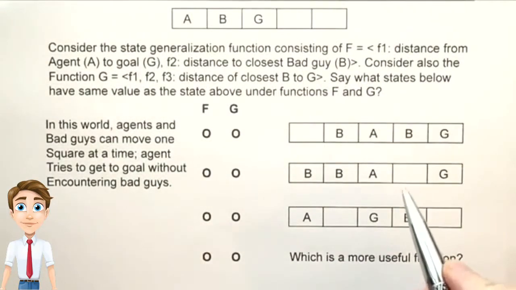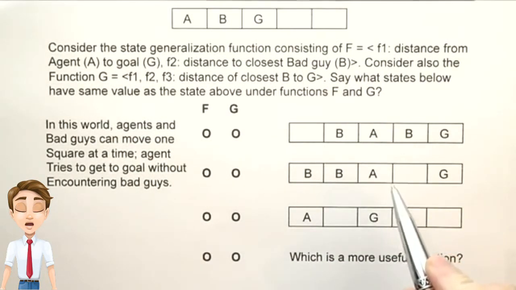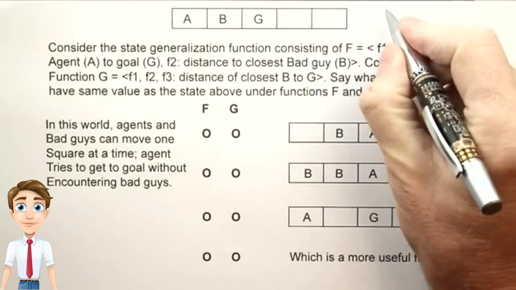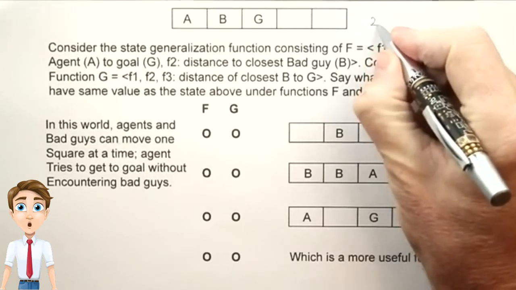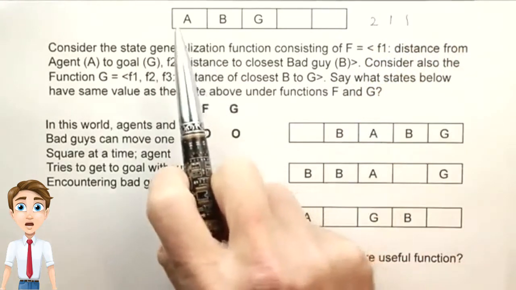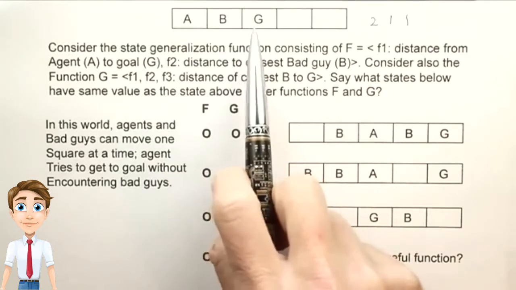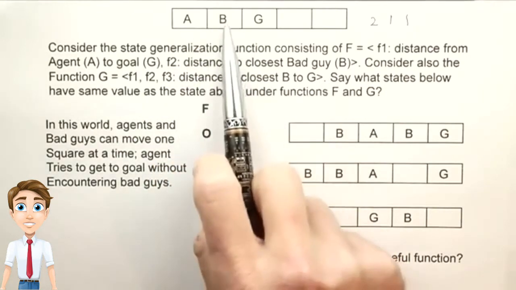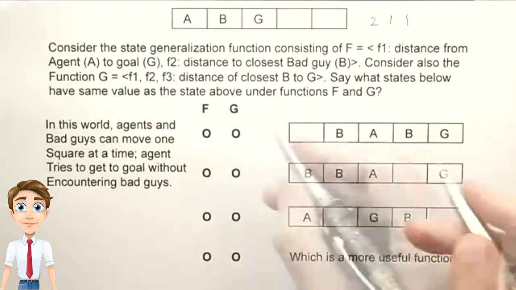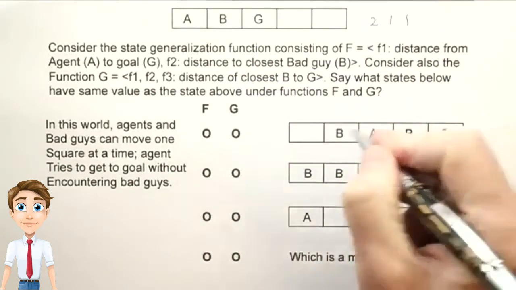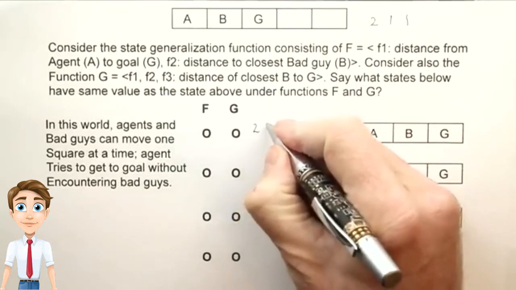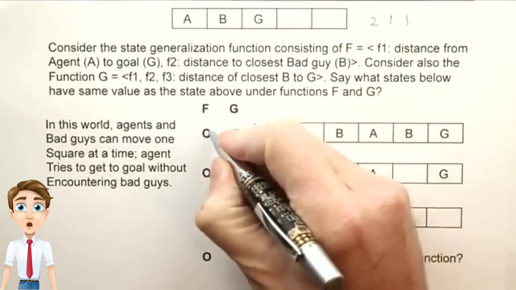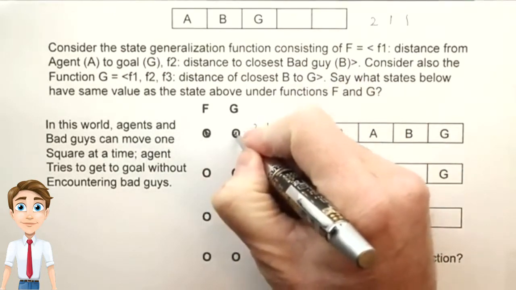To work out the answer, let's look at the individual features for each of the states. So for this state up here, the values for f1, f2, and f3 would be 2, 1, and 1. That is, the distance from the agent to the goal is 2, the distance to the closest bad guy is 1, and the distance of the bad guy to the goal is 1. Now, this state here also has values 2, 1, and 1. So that would be indistinguishable under either functions f or g.